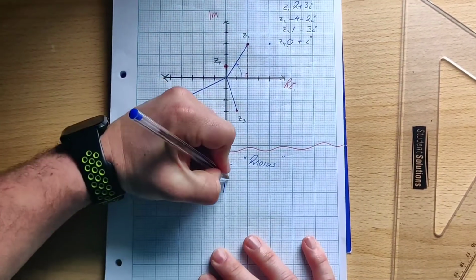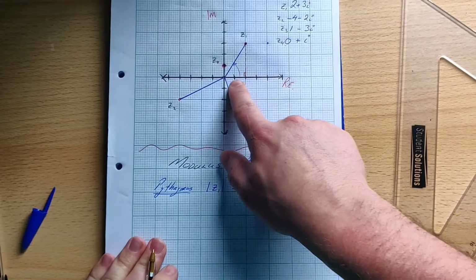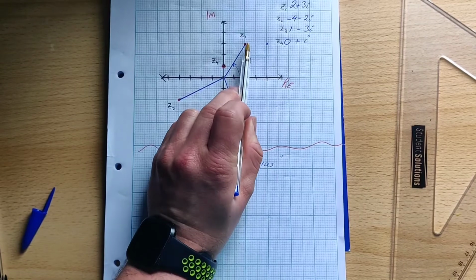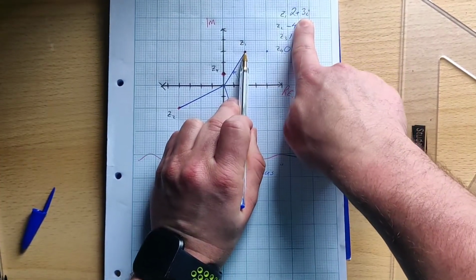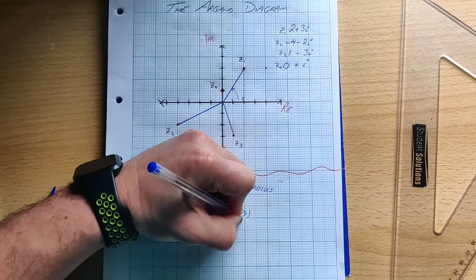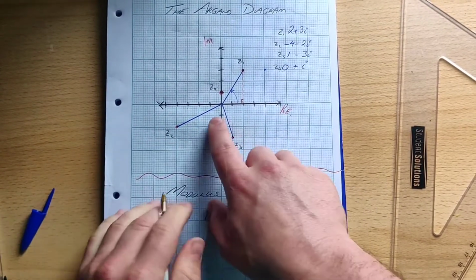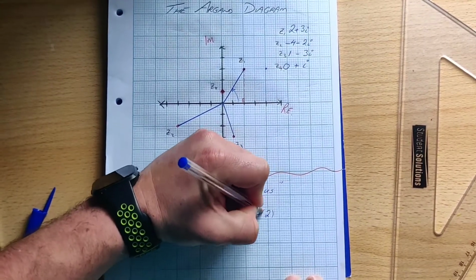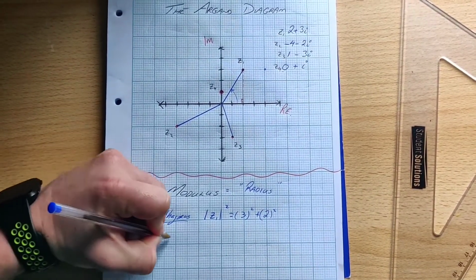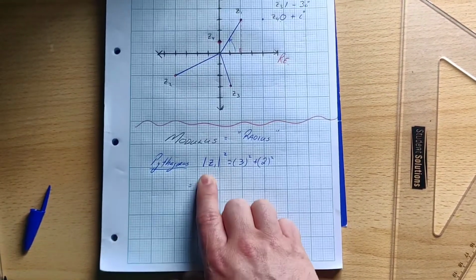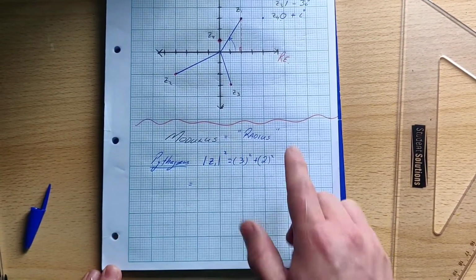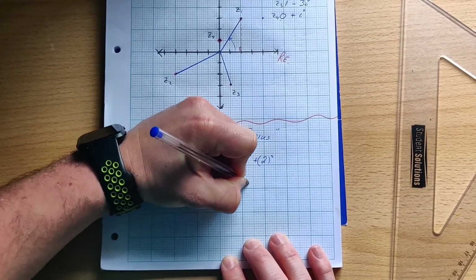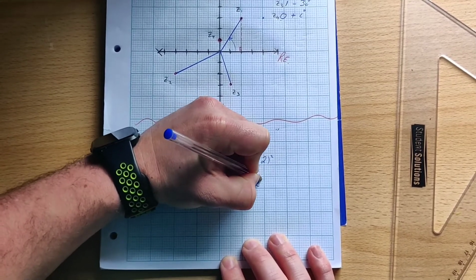So Z1 squared equals my opposite. How tall is that? So it's 1, 2, 3, because it's 3 from here. So it's 3 squared plus, how far across did I go? 1, 2, 2 squared. Okay, and now I want the modulus of Z1. So to get rid of the square, I need the square root. So the modulus of Z1 is the square root of 3 squared plus 2 squared.